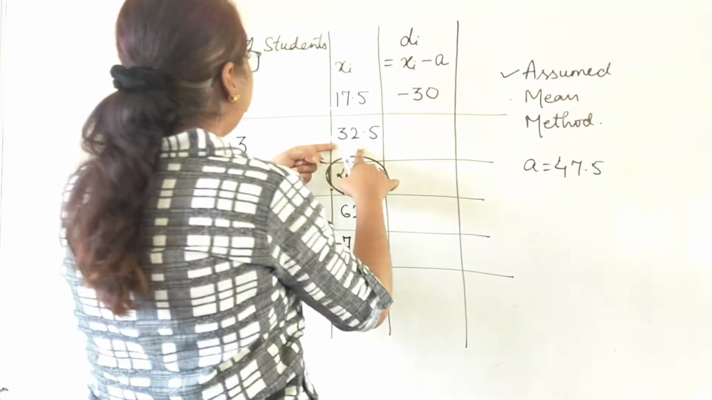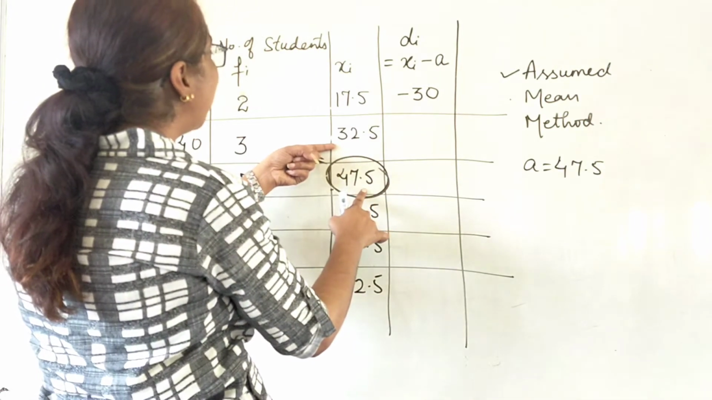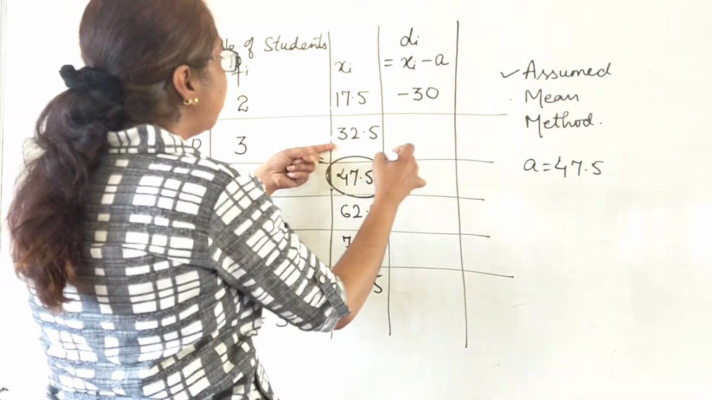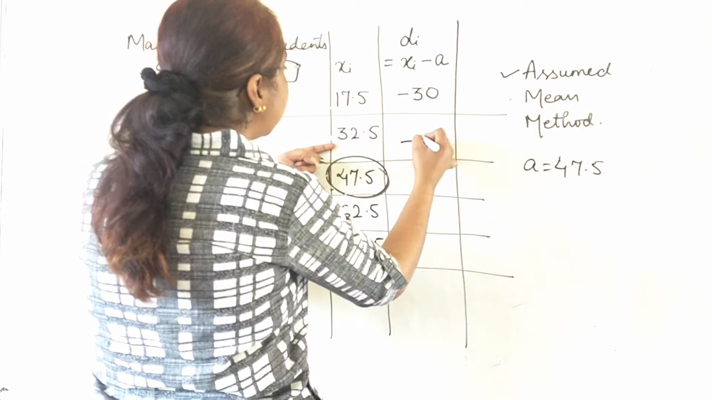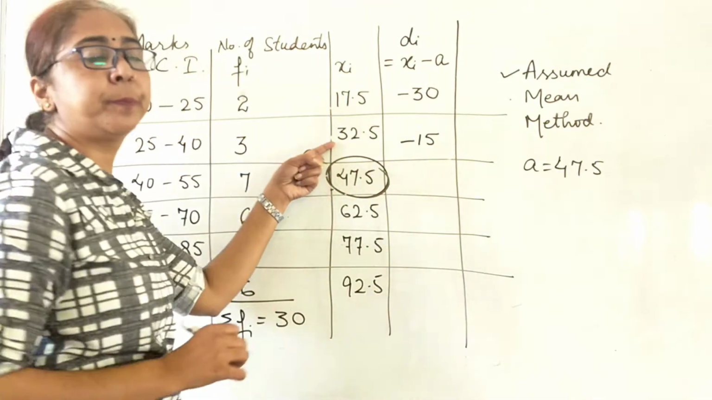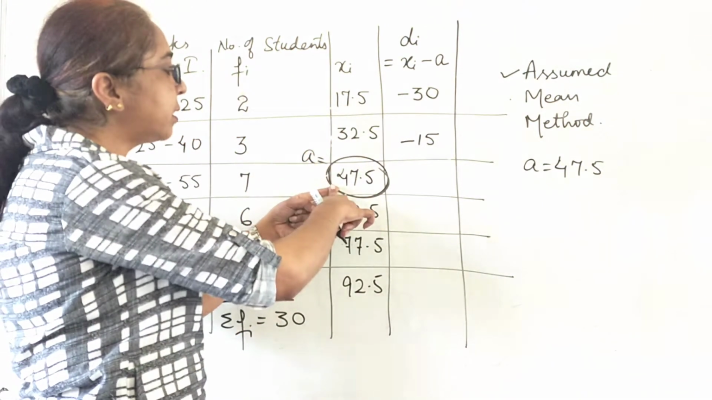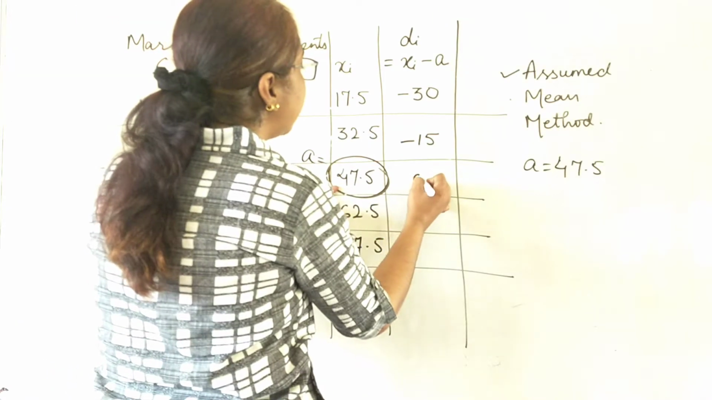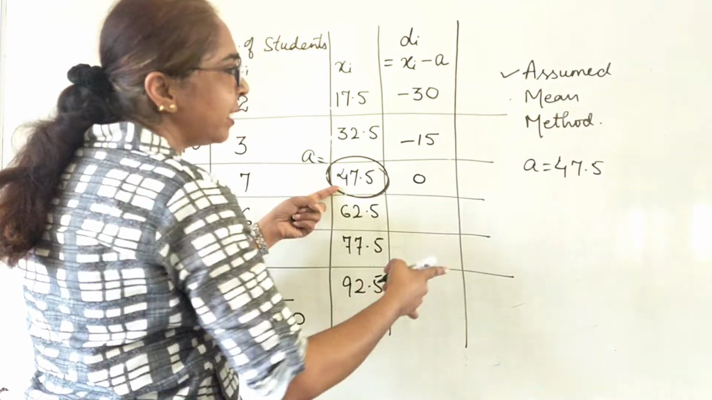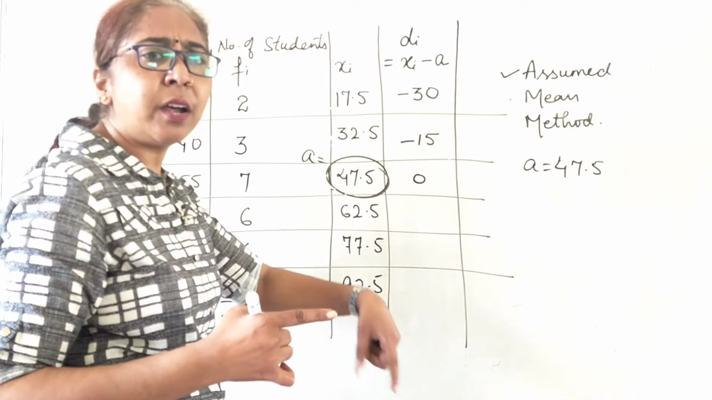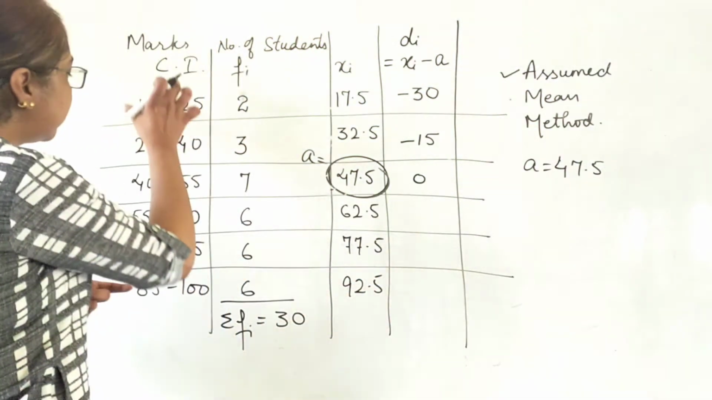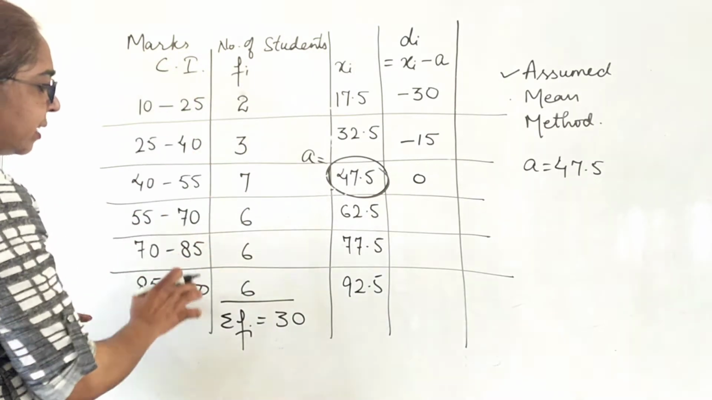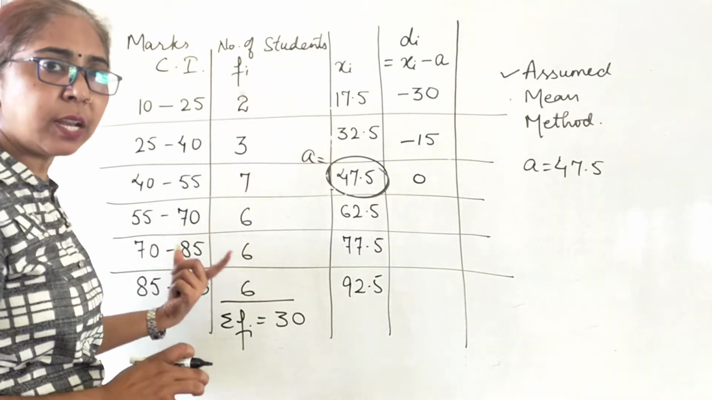Now 32.5 minus 47.5. What will you get? You will get minus 15. And if you subtract 47.5 and 47.5, you will get 0. If you find these, the rest of the values will come in the same way, because here the class size is the same. You know the class size?